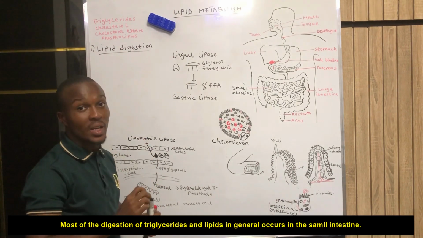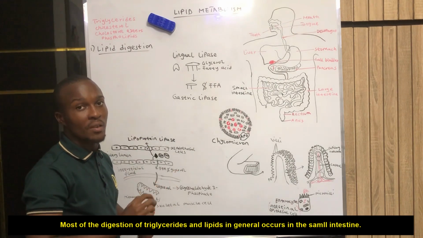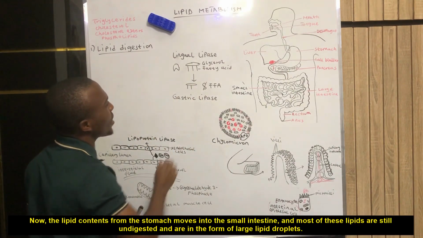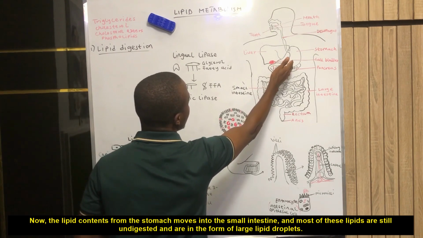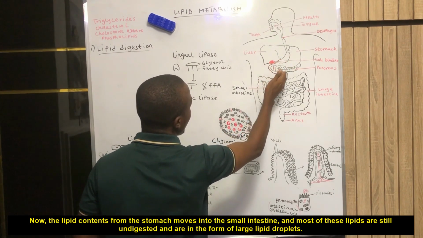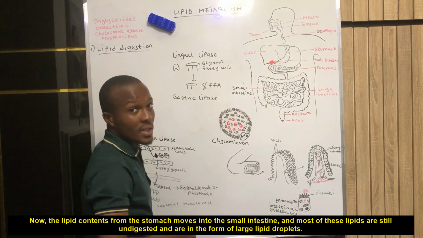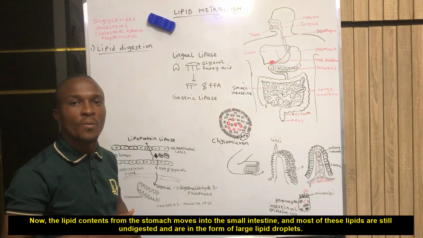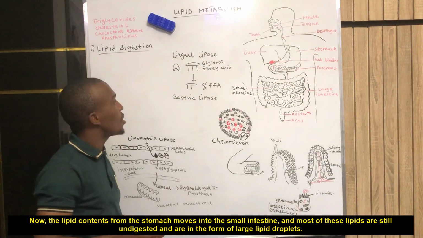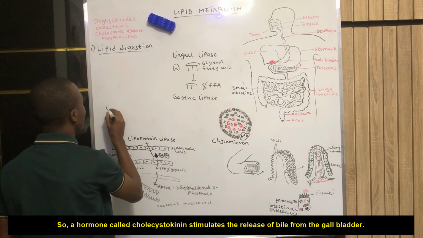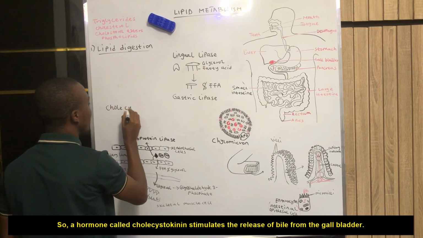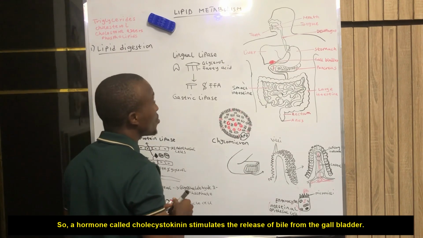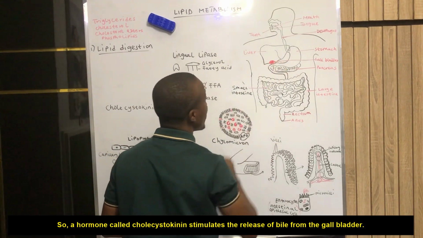Most of the digestion of triglycerides and lipids in general occurs in the small intestine. Now, the lipid contents from the stomach now move into the small intestine, and most of these lipids are still undigested and are in the form of large lipid droplets. So a hormone called cholecystokinin stimulates the release of bile from the gallbladder.